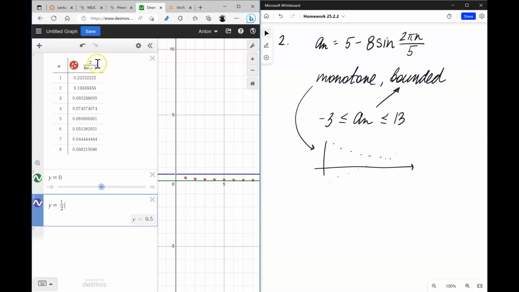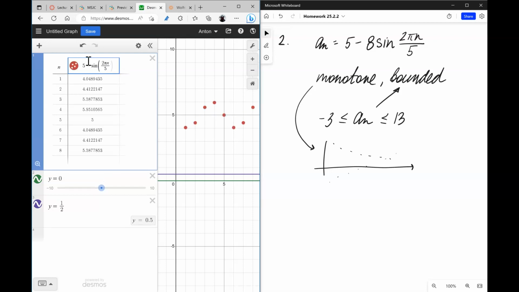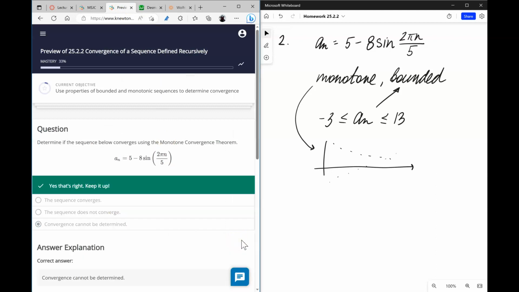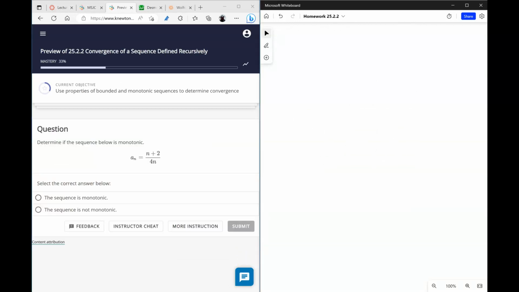Now let me graph this just to show you what I mean. You see, this is not something that we would call a monotone sequence. So the answer here is convergence cannot be determined using this particular theorem. Convergence can be established using other theorems, or in this case, this sequence may not even converge at all. But it's not because of the theorem. The theorem simply cannot be used.